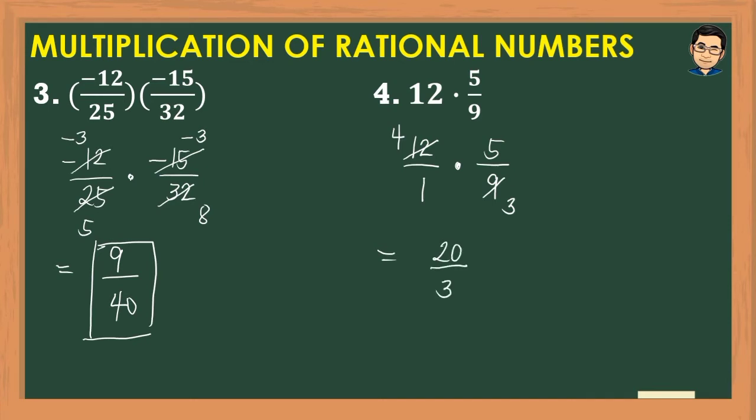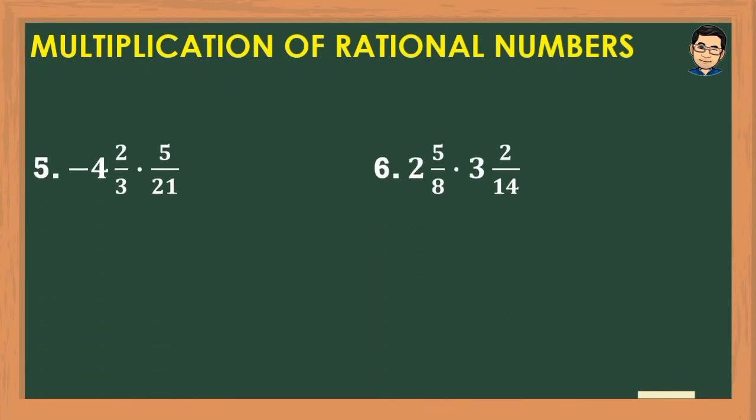So 20 over 3 is an improper fraction, so we need to change the improper fraction to a mixed number. How many 3s are there in 20? That is 6, and then we have a remainder of 2 over the divisor 3. So our final answer will be 6 and 2/3.